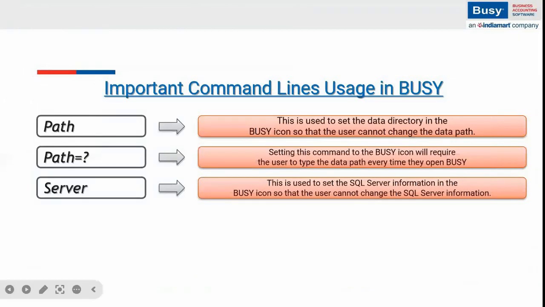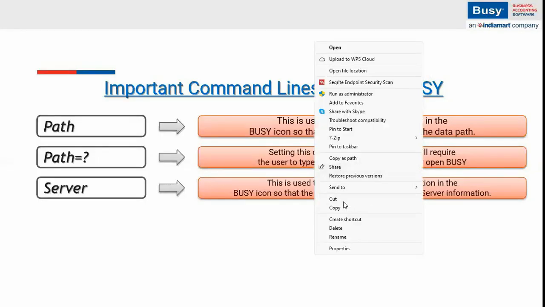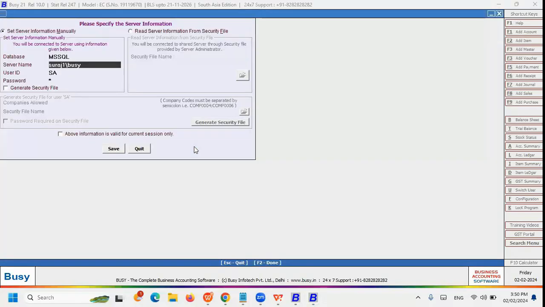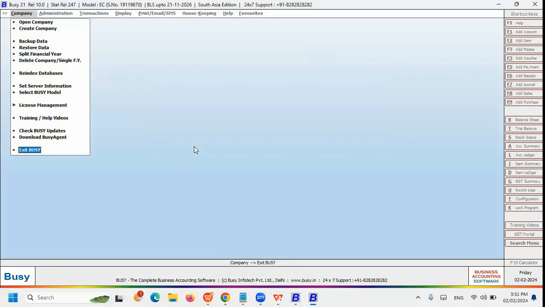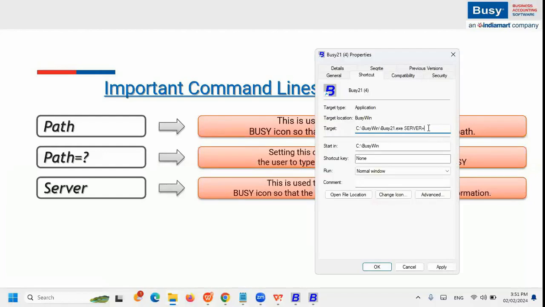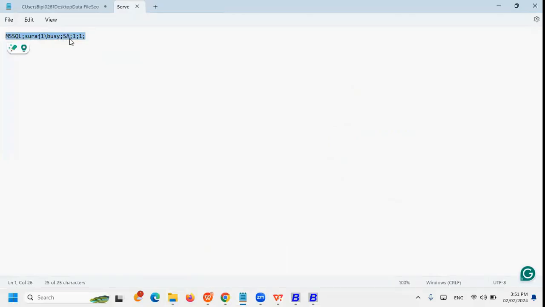Now the model has been changed. Again, I am coming here, and I'm going to change the path properties, type the name server and apply. OK. Actually, it is not working. So what I can do is reconfigure once again. I go to the properties of the icon. Here, give an equal to symbol, and type the server name like this: MSSQL, Suraj1/busy, SA is the password.